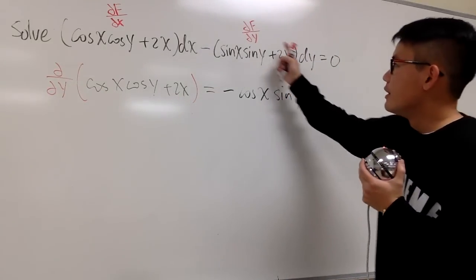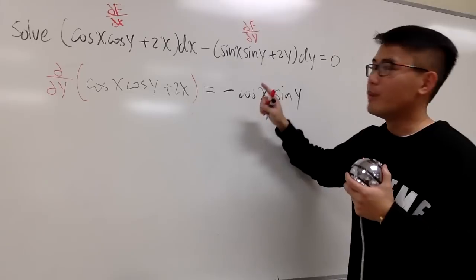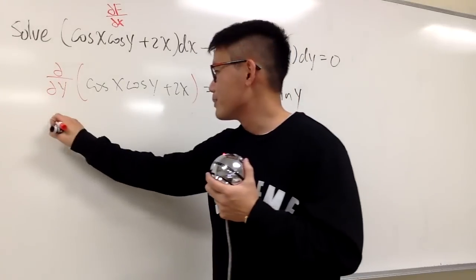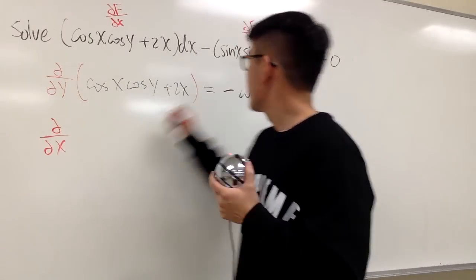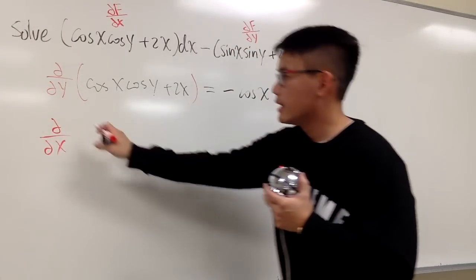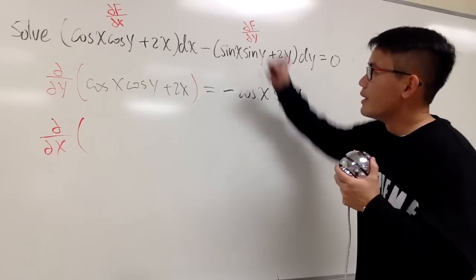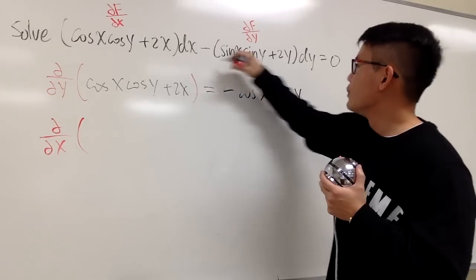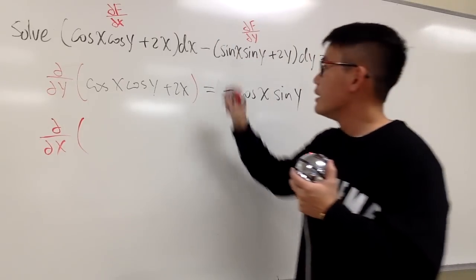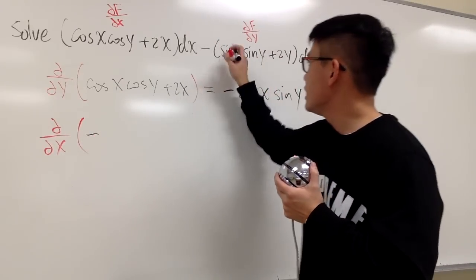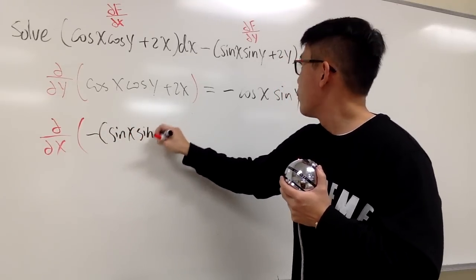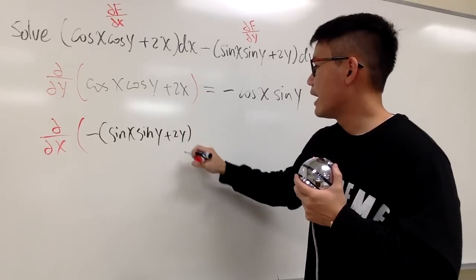And now, let's look at this. We are going to differentiate this with respect to x. So let's put this down, partial of this right here with respect to x. Be careful here though. Be sure you account for the negative sign, okay? Because technically it's adding with this part, okay? So I'm going to write down negative parentheses sine of x, sine of y, and then plus 2y like this.